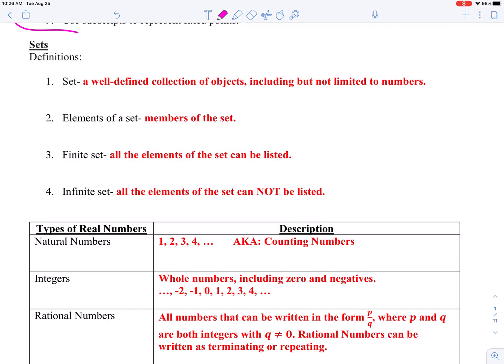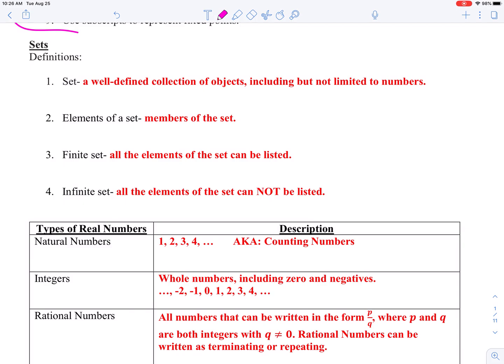Number 3, a finite set. Finite just means you can either count or easily describe all the values, right? So all the elements of the set can be listed. Then we have an infinite set. So you've heard the term infinity before. It just goes on forever. So in an infinite set, all the elements of the set cannot be listed, right?